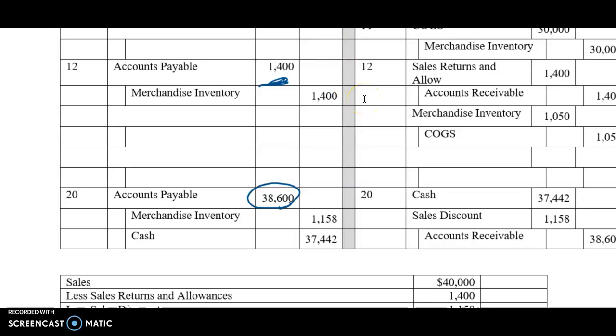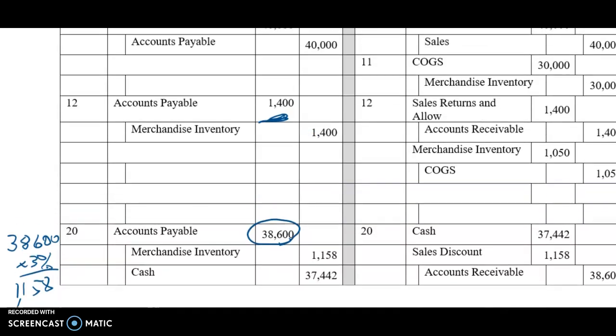So the payable is 38.6, and then the discount is 3%. So let's go real fast down here and look at that again. The accounts payable is 38.6, not 40,000, because of the return. All right, and then we take 38.6 times 3%, and we get 11.58 for the discount. And again, I think you guys are good enough to finish up that from this perspective.